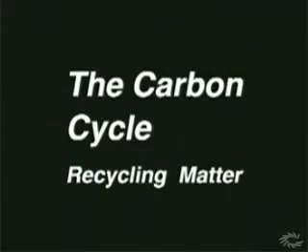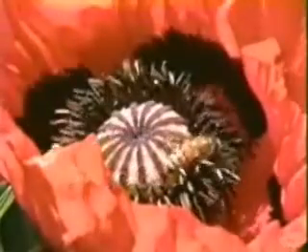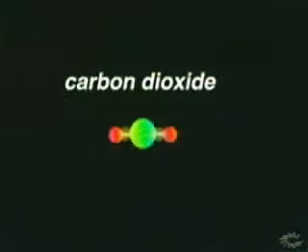Chemically speaking, all life is based on carbon. This element of matter moves through ecosystems in what is called the carbon cycle. The carbon cycle starts with air, because air contains carbon dioxide gas, a chemical compound made from one atom of carbon and two of oxygen.